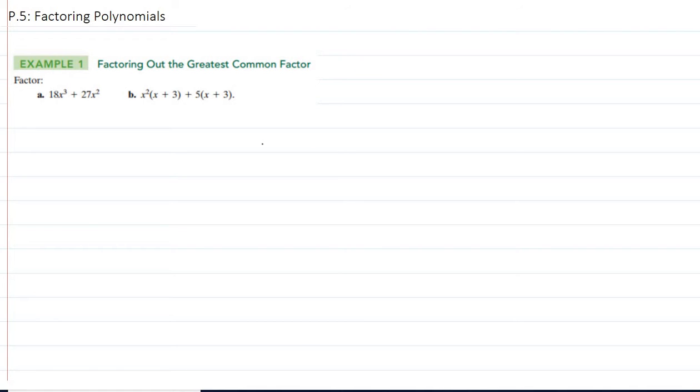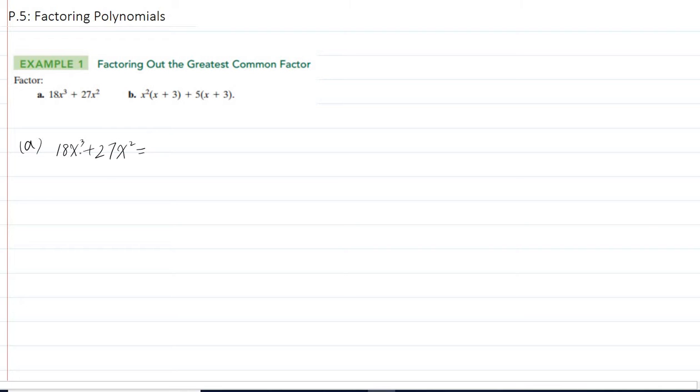Hello guys, today we're going to study P5 Factoring Polynomials. Example 1, we have factoring out the greatest common factor. So let's look at part A. 18x cubed plus 27x squared.